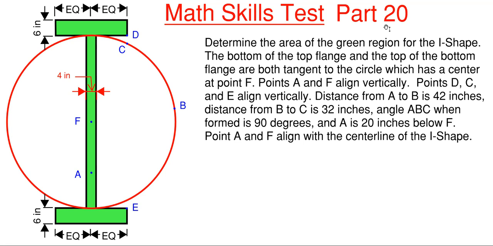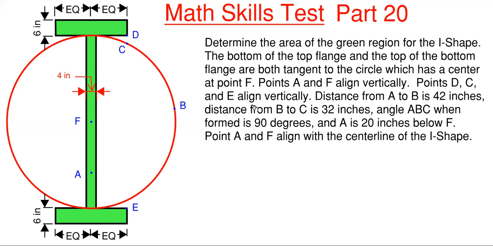So we have this picture on the left and a long description here on the right. It says, determine the area of green for this eye-shaped member. The bottom of the top flange, which is right here. So this is your top flange, and this is the bottom of the top flange. And the top of the bottom flange, so this would be your bottom flange, and here's the top. So we're talking about this line right here and this line right here, are both tangent to the circle, which has a center at point F right here.